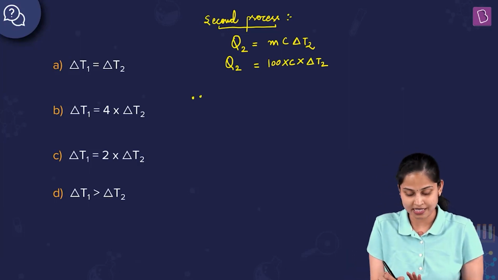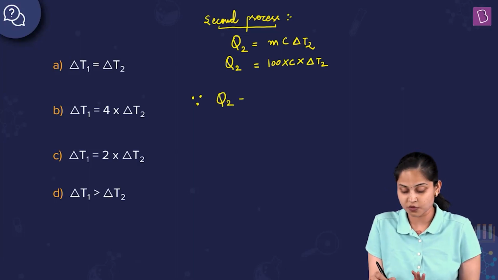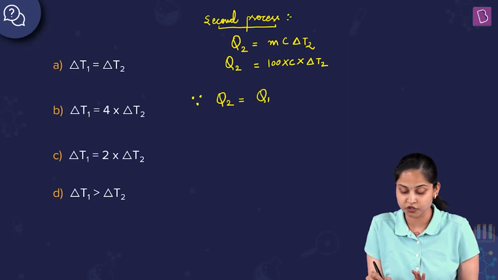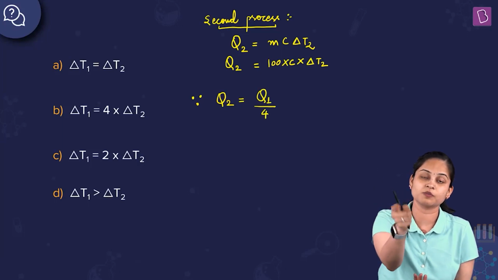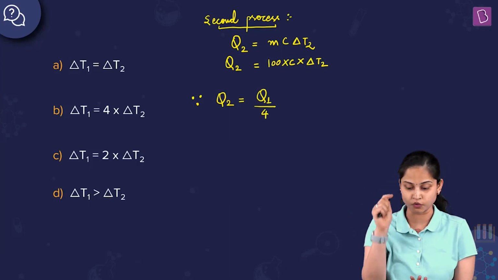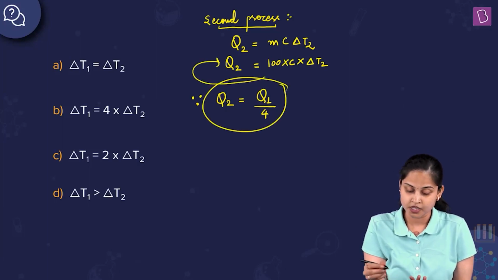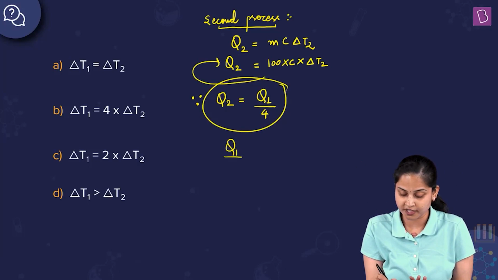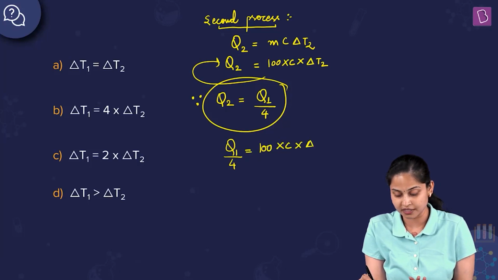Now I can write, since the volume for the second process is 1/4 the volume of the first process, the heat of neutralization Q2 for the second process is equal to 1/4 the heat of neutralization for the first process. Therefore, heat of neutralization will also be 1/4. We'll substitute this expression over here. So it becomes Q1 divided by 4 equals 100 into C, specific heat, into delta T2.